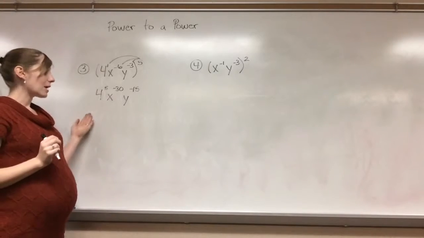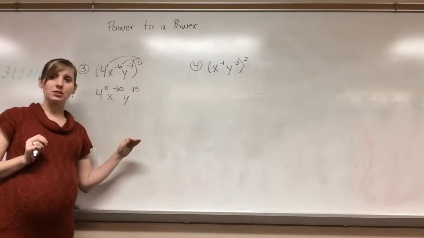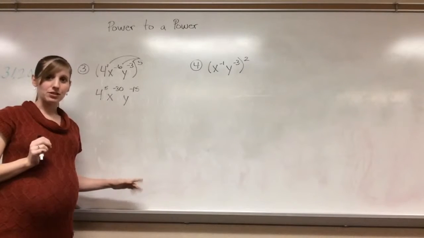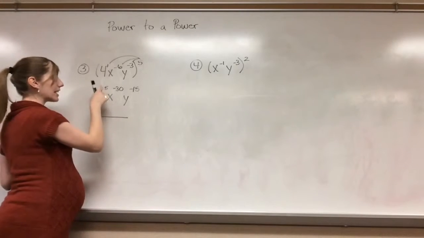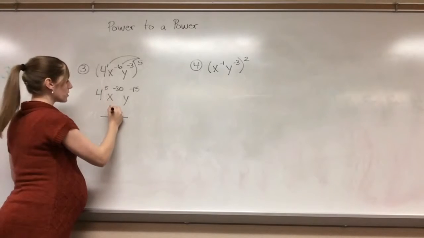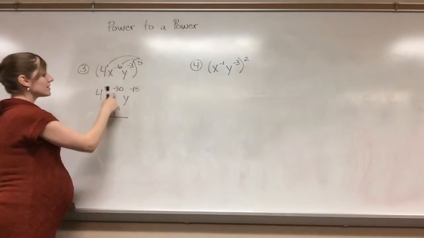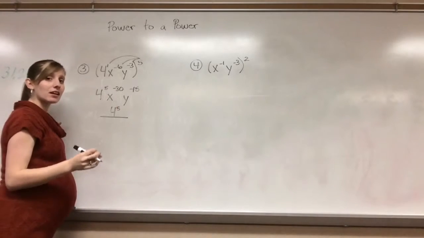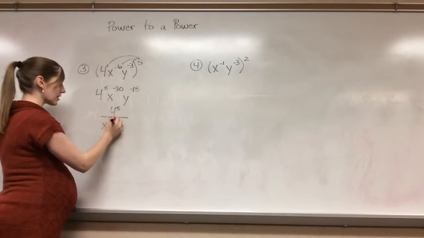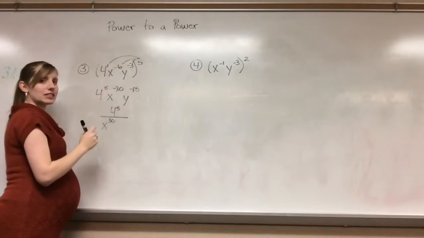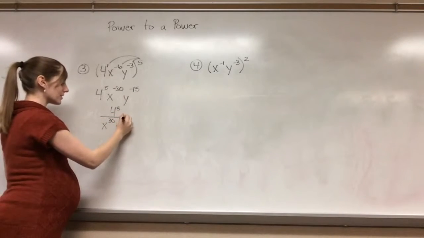At this point, I'm going to go ahead and write my answer as a fraction. Remember, positive exponents go in the numerator, negative exponents go to the denominator. So, fraction, 4 to the 5th power. That is a positive exponent, so 4 to the 5th goes in the numerator of my fraction. X to the -30th, negative exponents go to the denominator, so that becomes x to the 30th. Y to the -15th, again, negative exponent goes to the denominator and becomes y to the 15th.